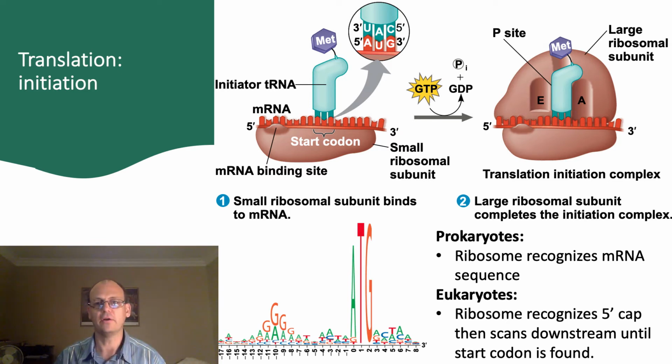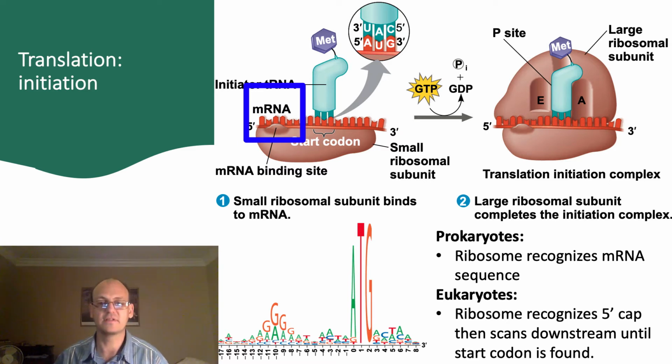In prokaryotes, the small ribosomal subunit searches for a particular sequence on the mRNA that's just upstream of what's known as the start codon, and it uses this sequence to know where to bind onto the mRNA.